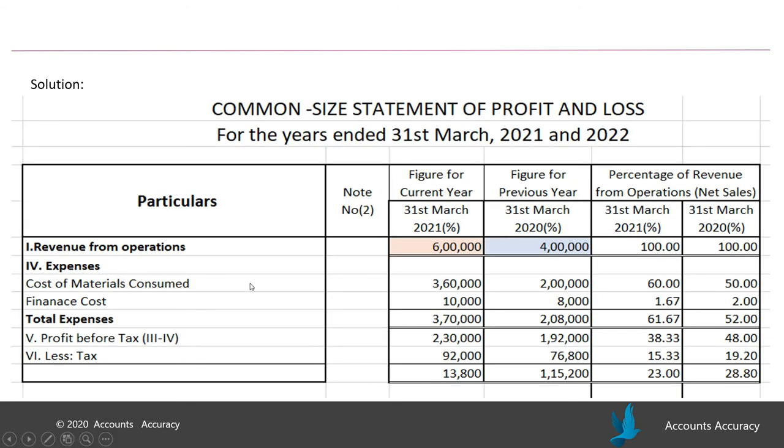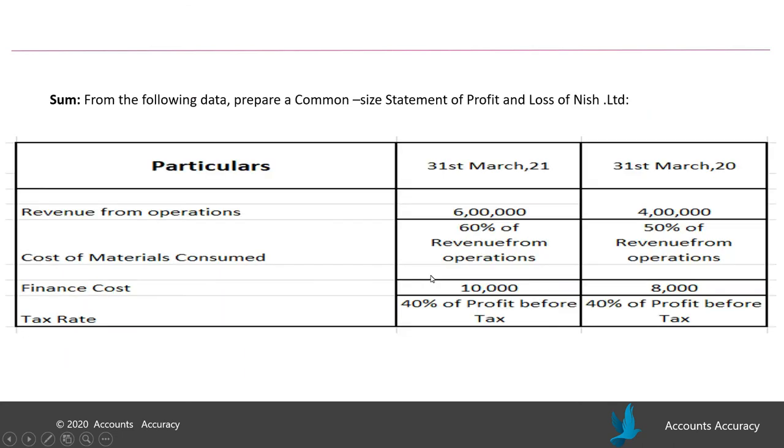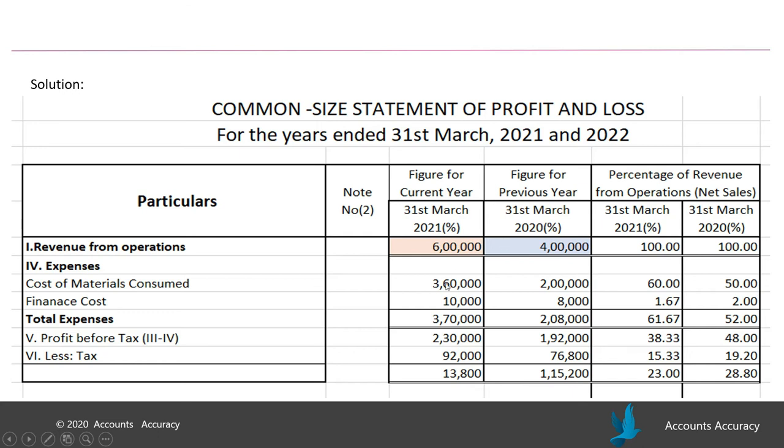Here what you will do, you will put each value in the particular column under the proper heads. Now revenue from operations which was given, then next to that, I told you cost of material consumed, that is 60% of 6 lakh and 50% of 4 lakh you have to find out. That would be 60% of 6 lakh, which is 6 lakh into 60 by 100, that will come 3,60,000, and 50% of 4 lakh is 50 by 100 into 4 lakh, that would come to 2 lakh.